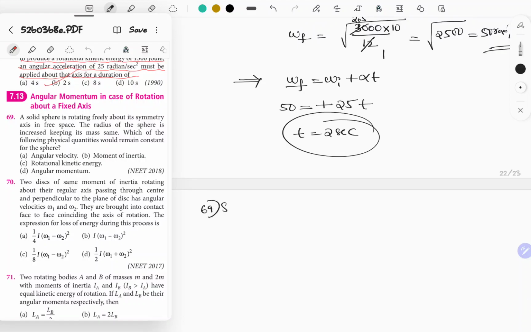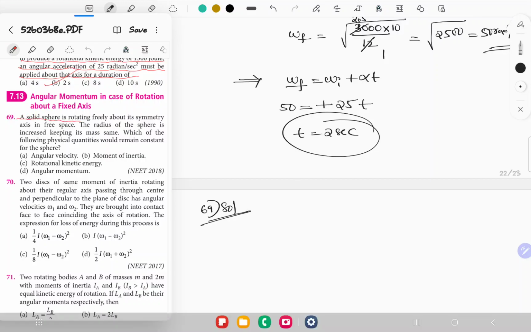Question number 69. A solid sphere is rotating freely about its symmetric axis in free space. What is the meaning of symmetric axis? Axis passing through the center of mass along the diameter of the solid sphere. The radius of the sphere is increased, keeping its mass the same. Which of the following physical quantities would remain constant?